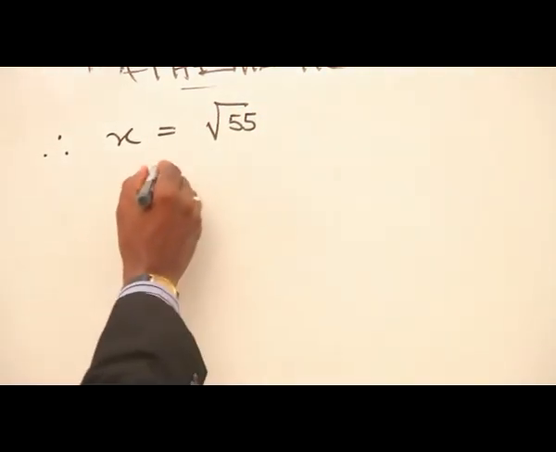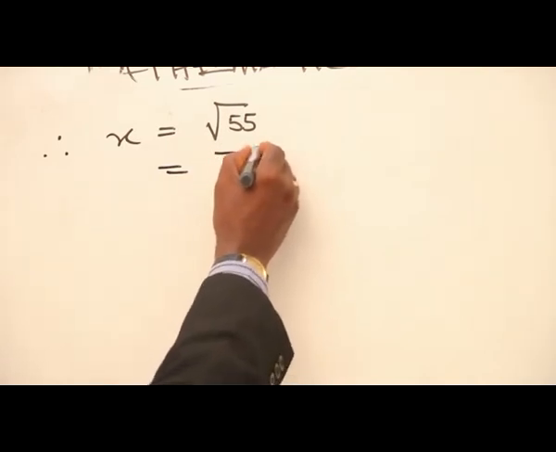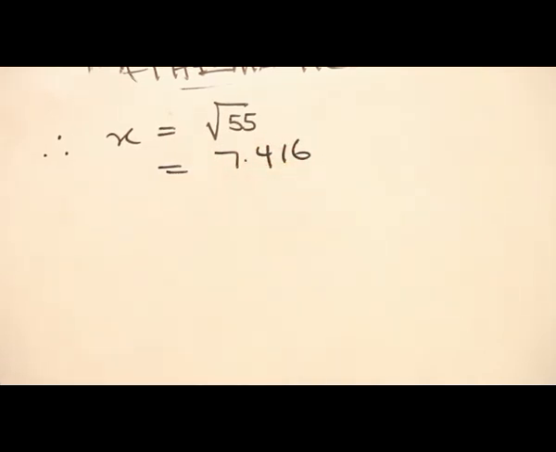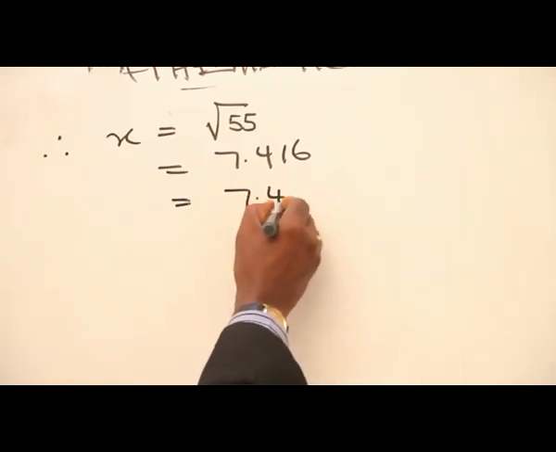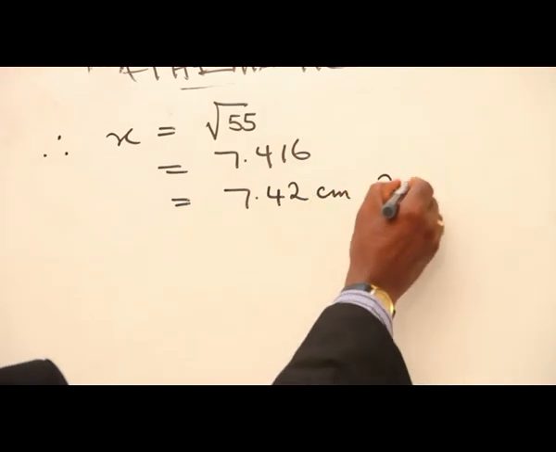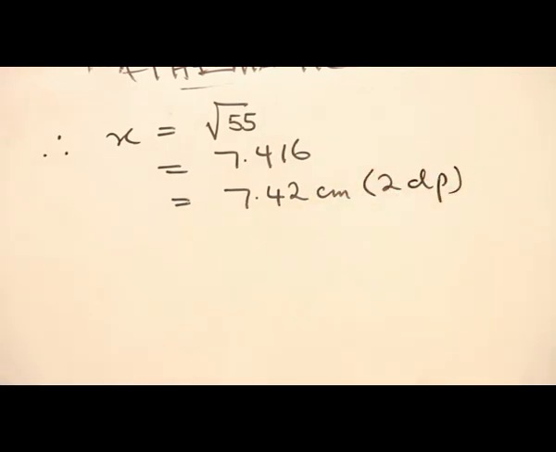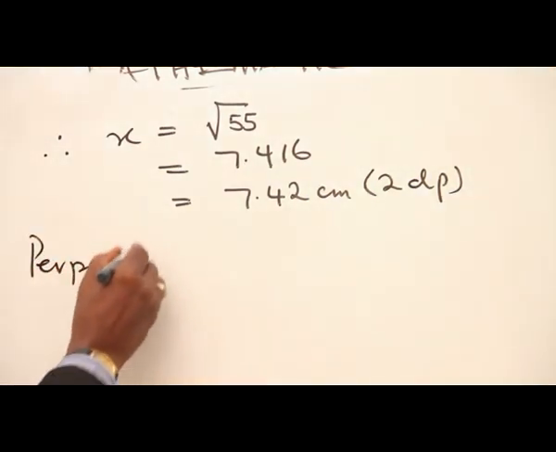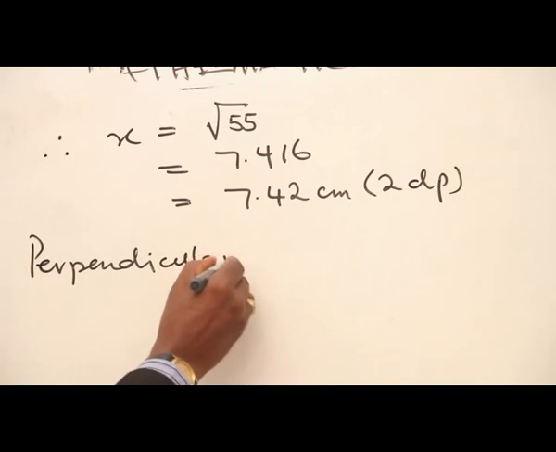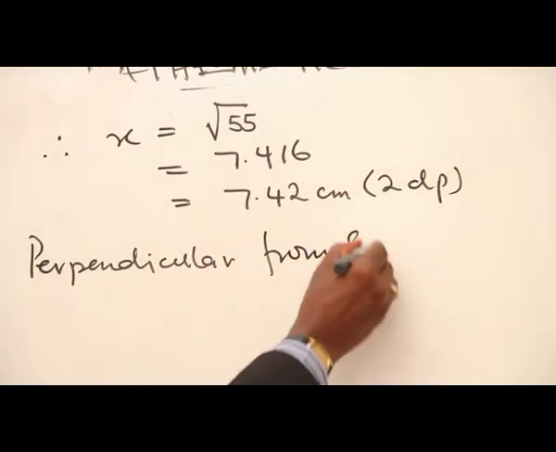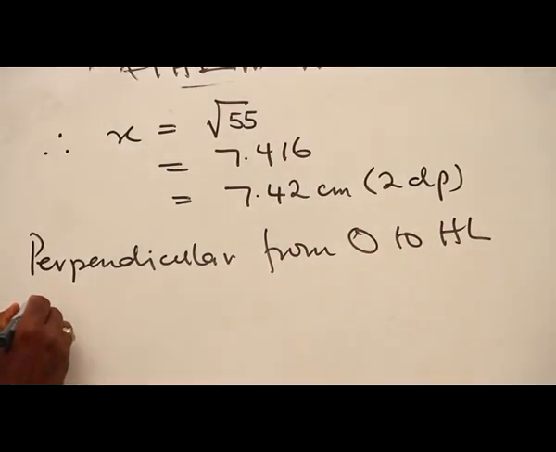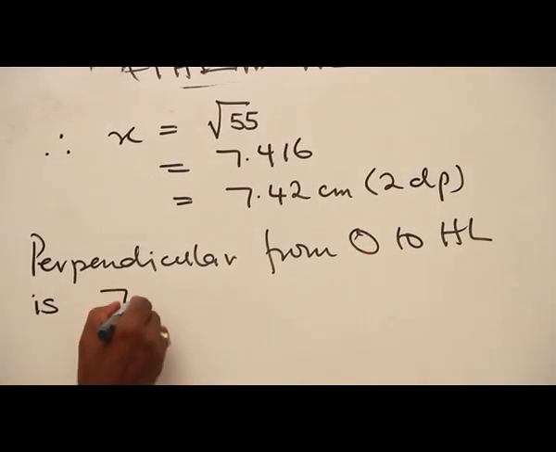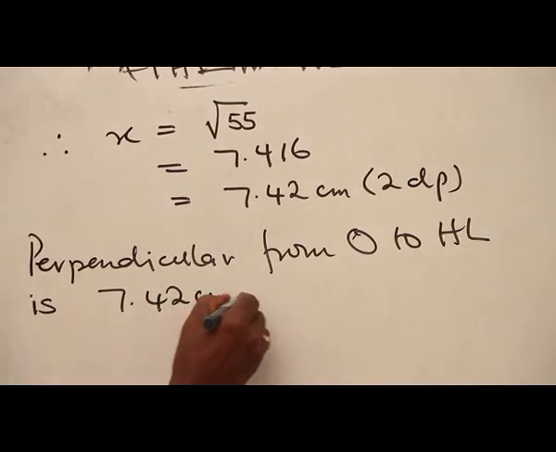And if you find the square root of 55, you will have 7.416. Correct this to 2 decimal places, 7.42 centimeters. So the perpendicular from O to HL is 7.42 centimeters.